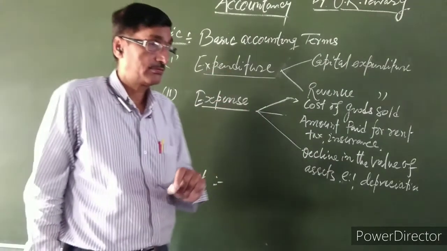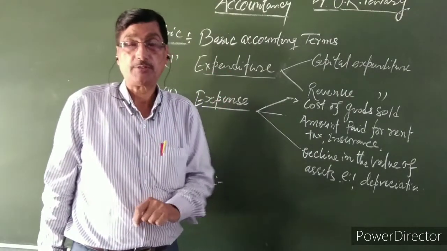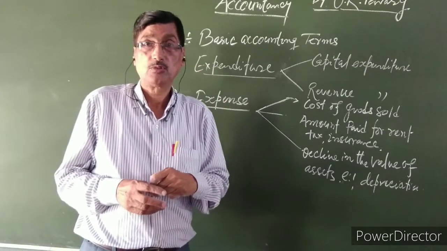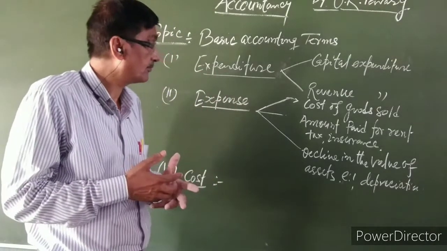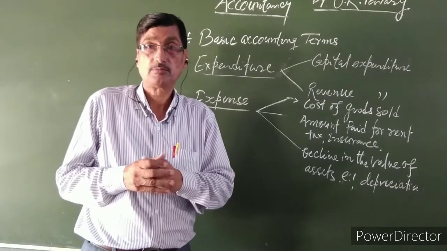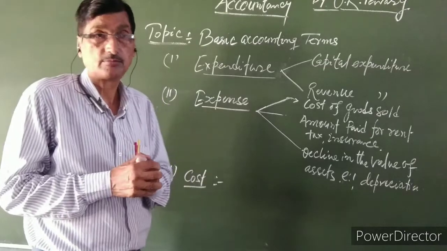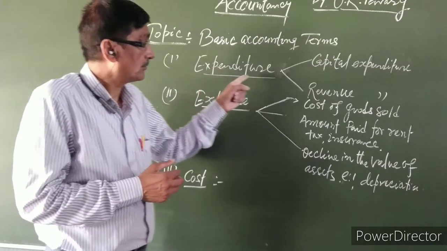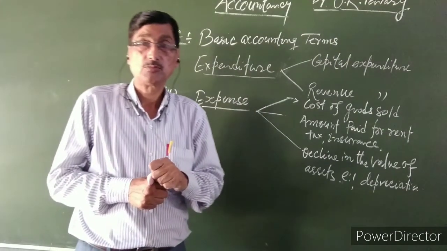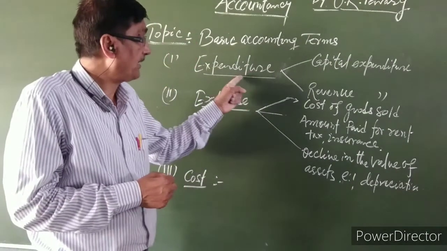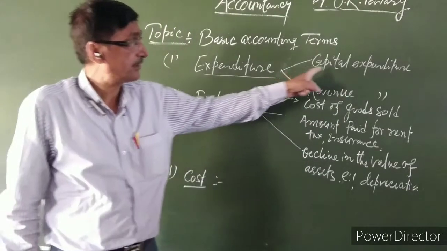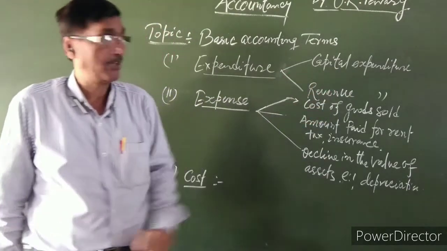Expenditure: the amount which is incurred on acquiring assets or property is termed as expenditure. Expenditure is further classified into two types: capital expenditure and revenue expenditure.